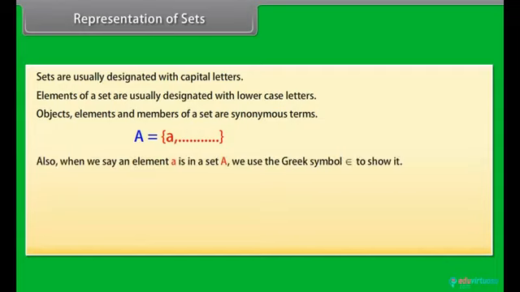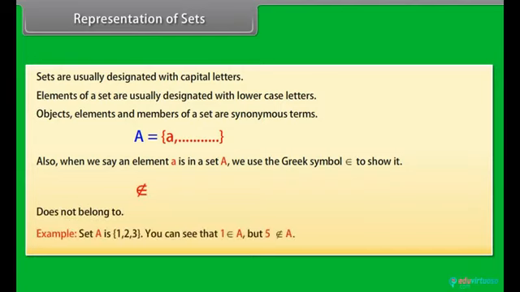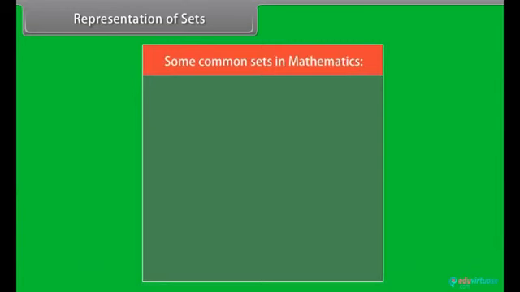Also, when we say an element a is in a set A, we use the Greek symbol epsilon to show it. Epsilon denotes the phrase belongs to, and if something is not in a set, use this symbol, which means does not belong to. Example, set A is {1, 2, 3}. You can see that 1 belongs to A, but 5 does not belong to A. Some common sets in mathematics.